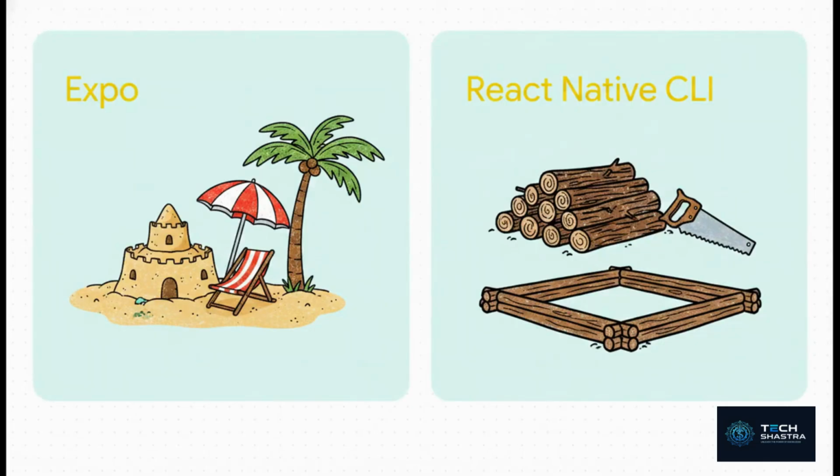And right away, you have your first big decision to make. Expo or the React Native CLI? Let's make this simple. Expo is like booking an all-inclusive resort. Everything's handled for you, it's super easy to get started, and it's perfect for most apps. The CLI? That's like deciding to build your own log cabin in the woods. You have total freedom, sure, but you're also responsible for everything. My advice? If you're just starting out, go with Expo. It's a no-brainer. You can worry about building the cabin later.